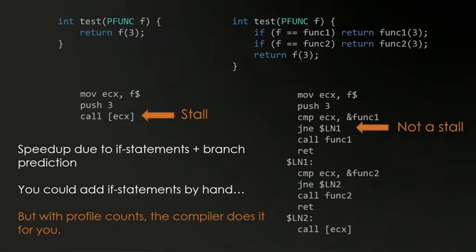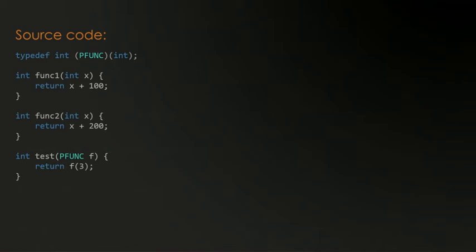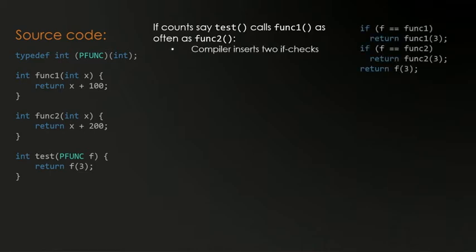But let's just say we have this profile information around, and the compiler is actually able to know things about your program. So I've got the same original source code that generates the really bad assembly on the left. What if the profile counts say that when we're executing test, we're calling func1 about as often as we're calling func2? The compiler will insert those checks for you, the same checks that we put in. If f is equal to func1, call func1 directly. If f is func2, and so on.